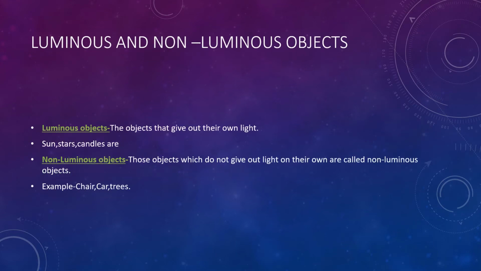Now, the objects present around us are categorized into two categories, luminous and non-luminous objects, on the basis of the property of emitting light. If an object can emit light, or possesses light of its own, it is called a luminous object. In this category, we can fit both natural and man-made sources of light, like sun, stars, candles, and electric bulbs. The non-luminous objects do not give out light of their own, like the chair, table, trees, etc.